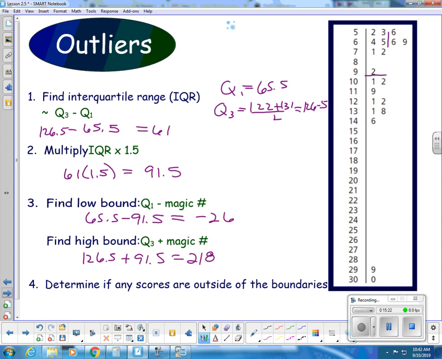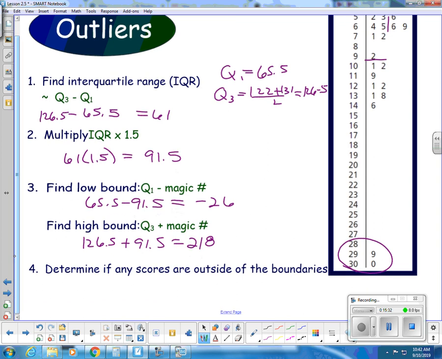So do we have anything above 218? Yeah, these guys. Remember The Lion King and Forrest Gump? Those movies would be considered outliers. Okay? So you find your interquartile range. You're going to subtract it from Q1, add it to Q3. That's your band you're looking at. Anything outside of that band is bad.